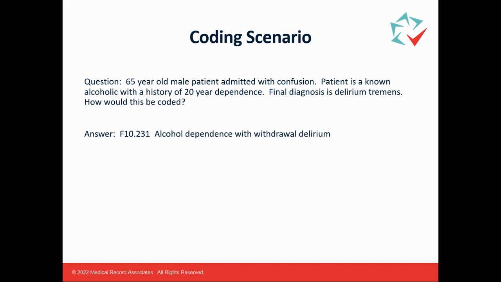And our answer here is F10.231, alcohol dependence with withdrawal delirium. And there's also a note under this code that you may also add an additional code for the blood alcohol level, which is in the Y90 category, if applicable. So if the physician does happen to document the blood alcohol level, you can add it under this code.